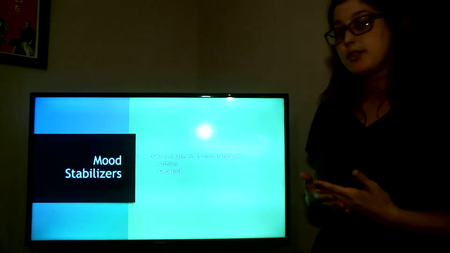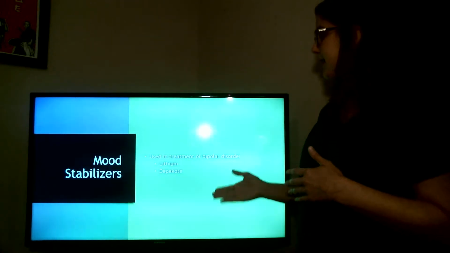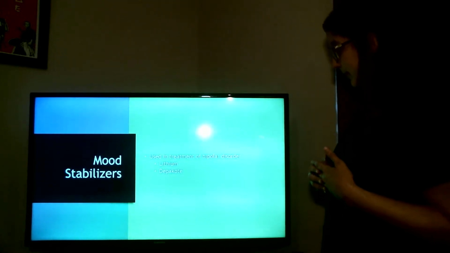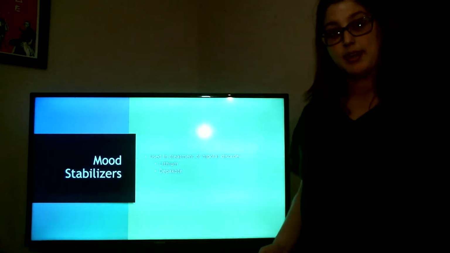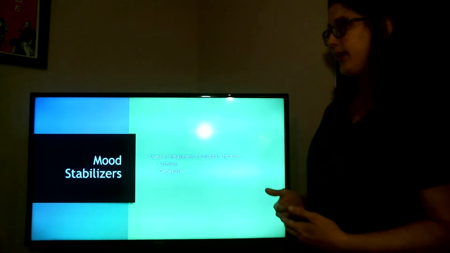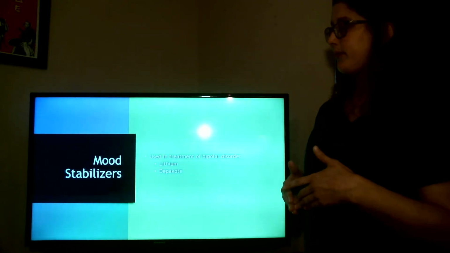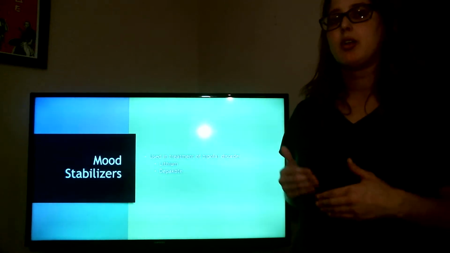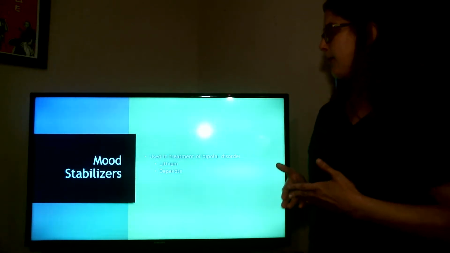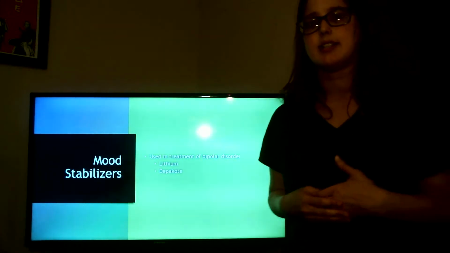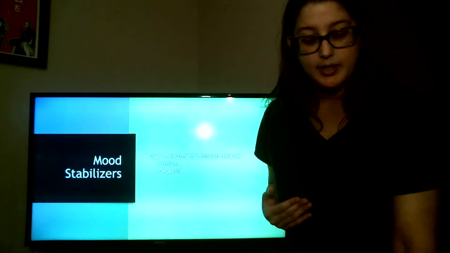Mood stabilizers, we have lithium and Depakote as the main ones. Both of these are used in the treatment of bipolar disorder. The main one I'm going to talk about today is lithium, because that is the one that has more clinical indications, so more things we have to monitor with it. With Depakote, we mostly get a Depakote level. We check it about weekly to see where our levels are.